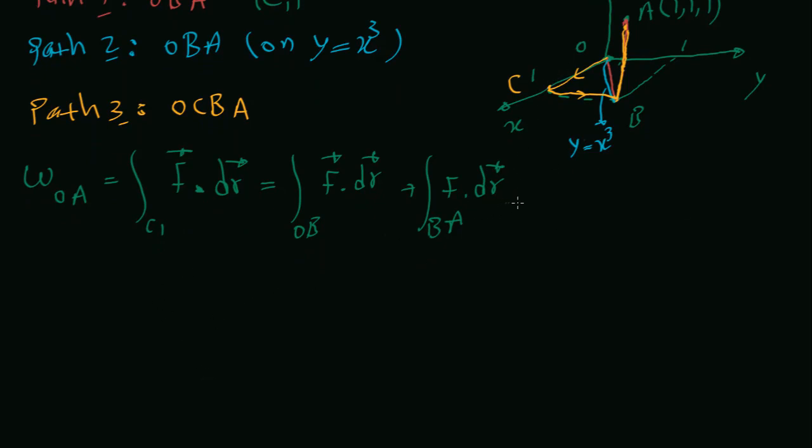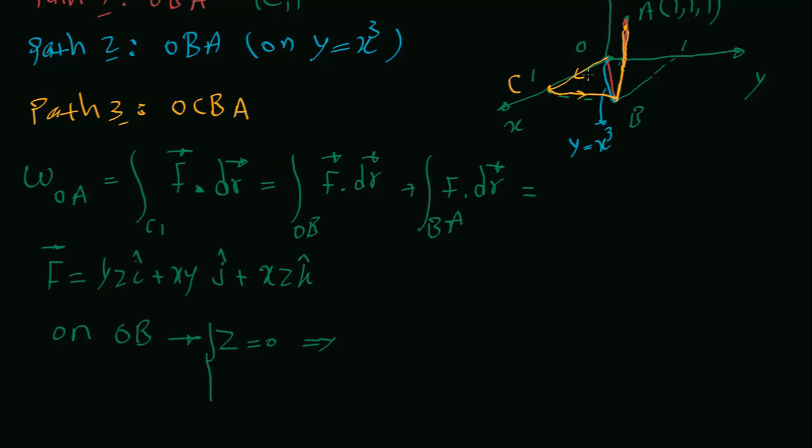So on path OB, let's also have our force equation here. It was yz in the i direction plus xy in the j direction plus xz in the k direction. On path OB, you can see that the z coordinate is equal to 0. So we can say that on OB, z is equal to 0. Also, we have another equation: y is equal to x.